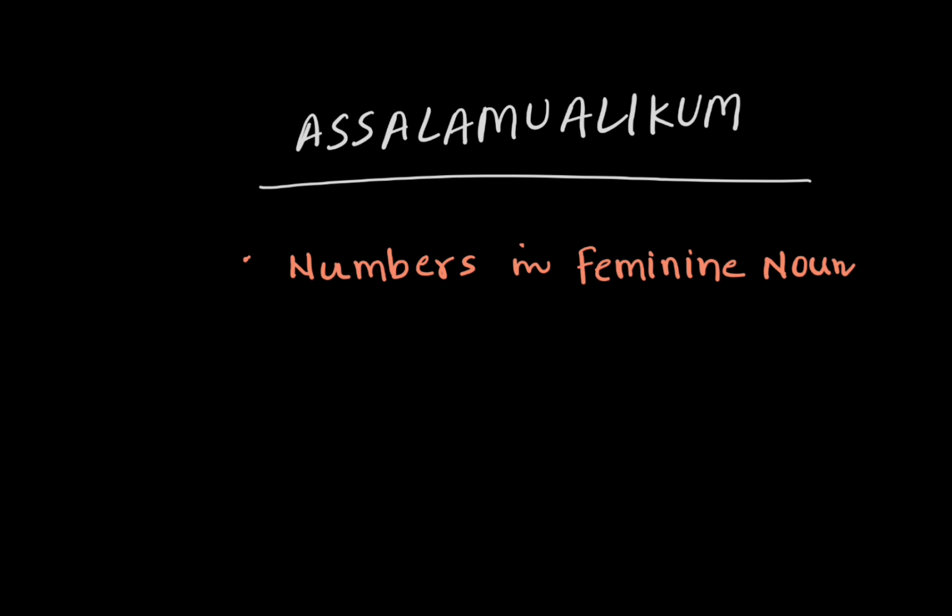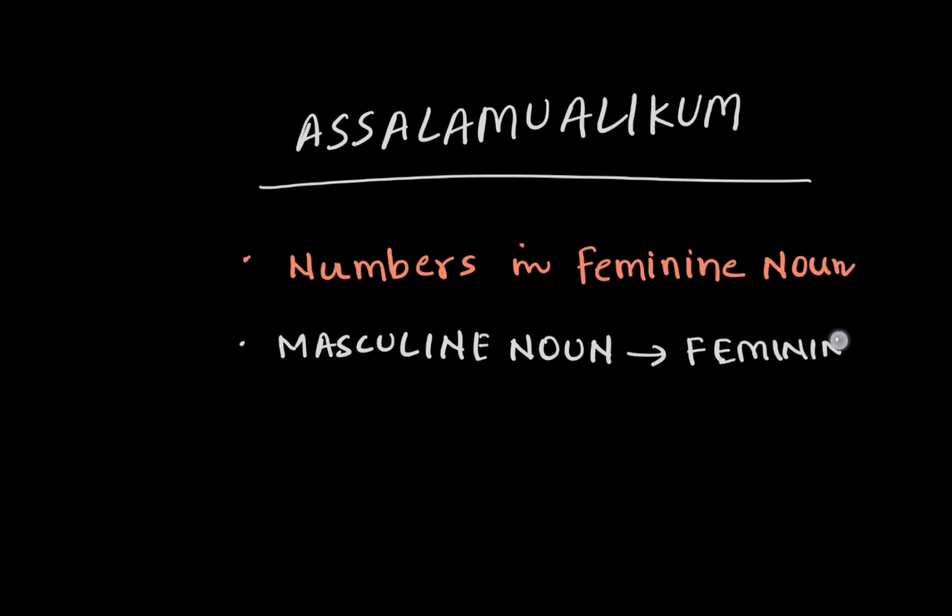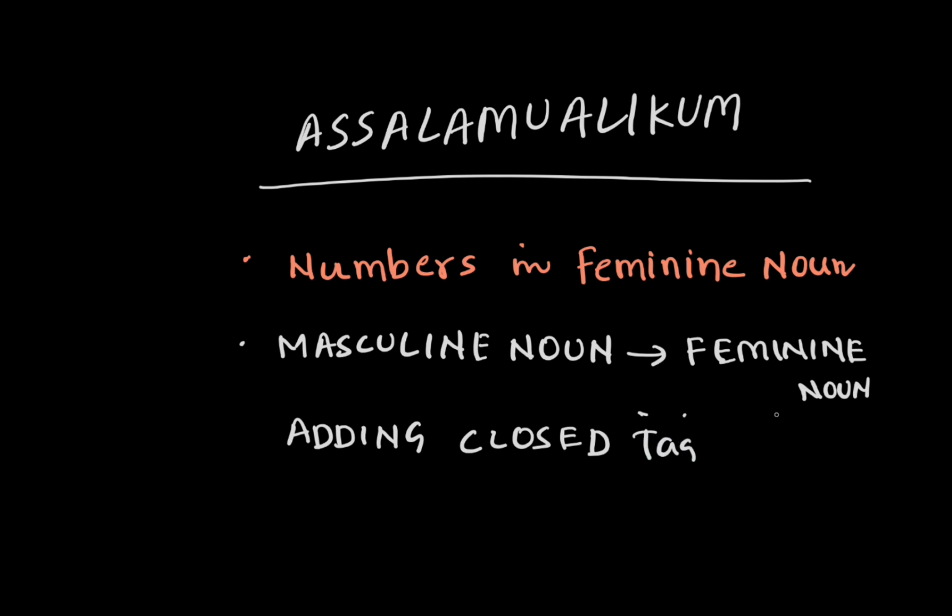Masculine nouns are converted to feminine nouns by adding ta marbuta, that is a closed ta, at the end of the masculine noun. As we know, the closed ta, that is ta marbutatu, is added at the end of the masculine noun to convert it into a feminine noun. Let us take an example.